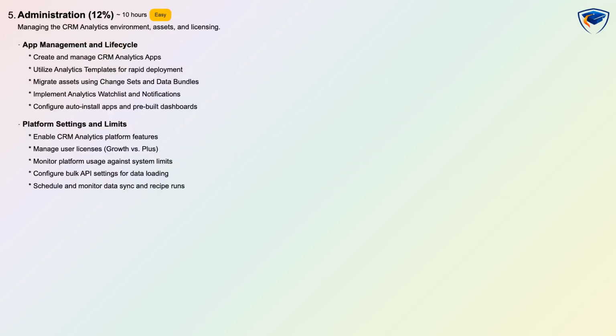Administration is 12% of the exam, considered easy, with about 10 hours of conceptual and scenario-based study recommended. This domain covers app management and life cycle topics such as creating CRM analytics apps, using analytics templates for rapid deployment, migrating assets with change sets and data bundles, and configuring analytics watchlist and notifications.